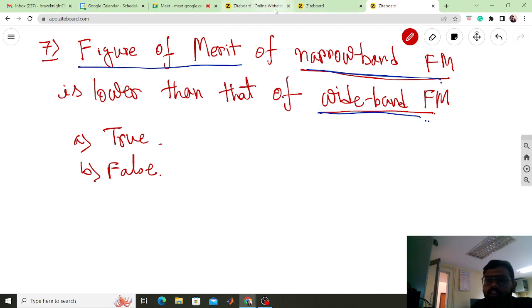because we can spread the signal much, and spectral efficiency is also better. Like we are using a very large bandwidth, so spectral efficiency is better for wideband FM also. Like you can use a huge bandwidth rather than a very small bandwidth. So that is going to help you anyway. So all these concepts come here. So figure of merit of narrowband FM is lower than that of wideband FM, and this statement is true.